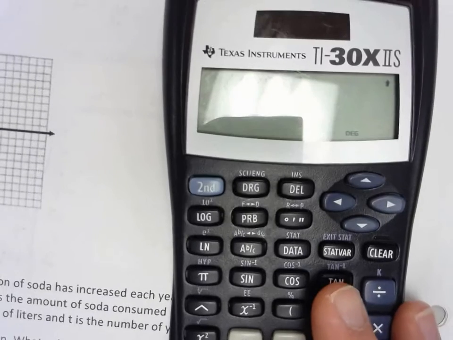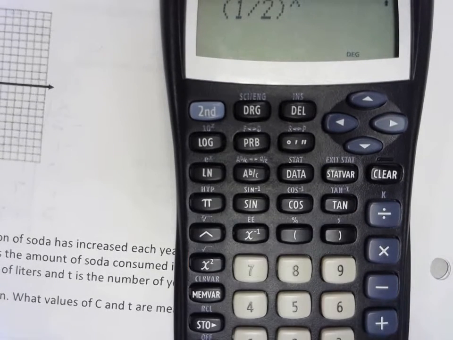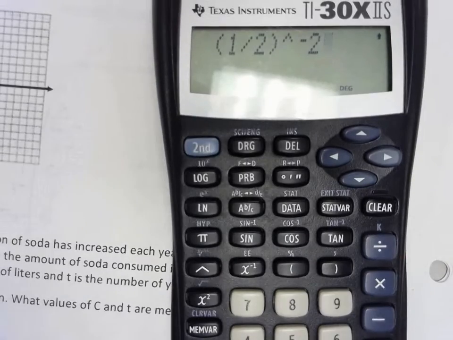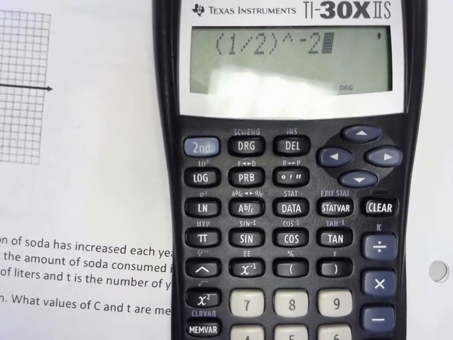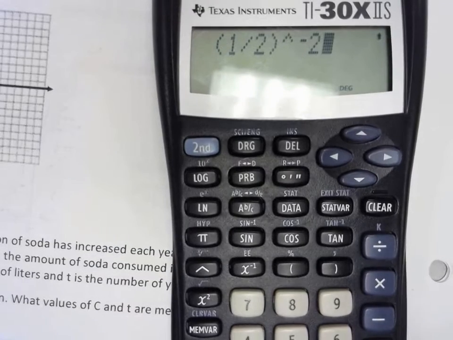So that's my 1/2. And I want to raise it to what power first? -2. So what I always like to do, plug it in like this. I always like to find this answer and then subtract 1 from it because I have the -1 at the end. So I like doing this part first and then subtracting 1 from the answer. So press enter. That's 4.